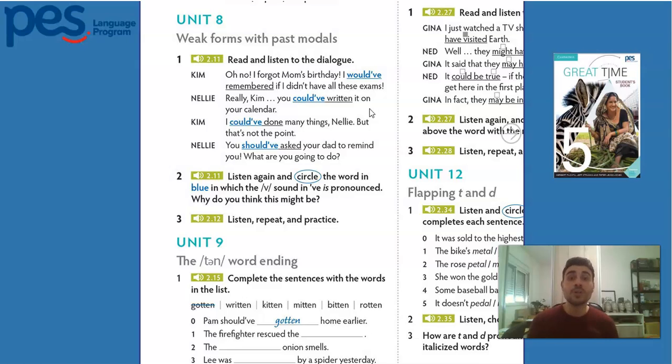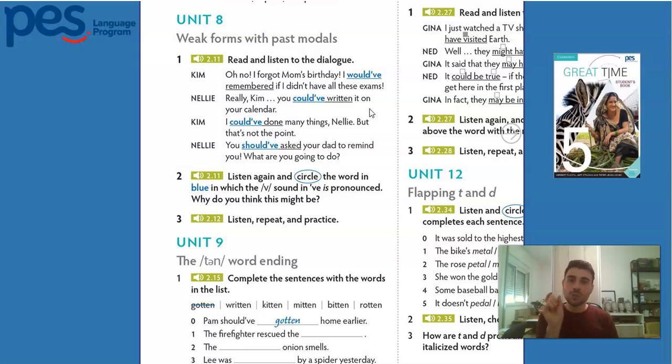I would have remembered if I didn't have all these exams. Really, Kim? You could have written. You could have written. It's almost that you stop pronouncing to start the next word. But look at the last one. We can make a connection in the sound because we can do, you should have asked. You should have asked, right? So you have the should have asked.